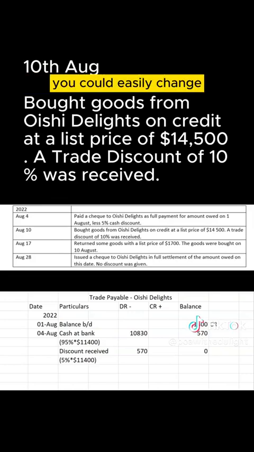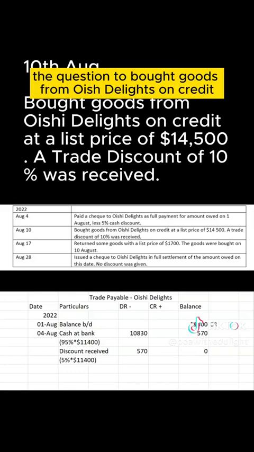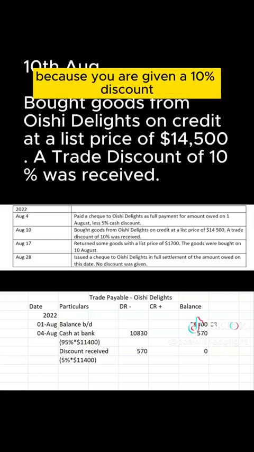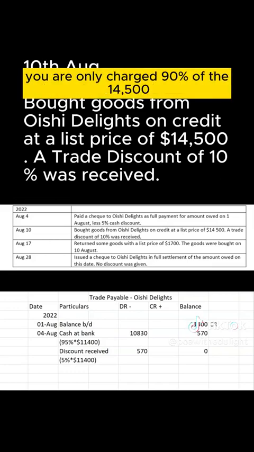you could easily change the question to "bought goods from Oishi Delights on credit at a 90% of 14,500 price." That's what they are saying. Because you are given a 10% discount, you will only be charged 90% of the 14,500.